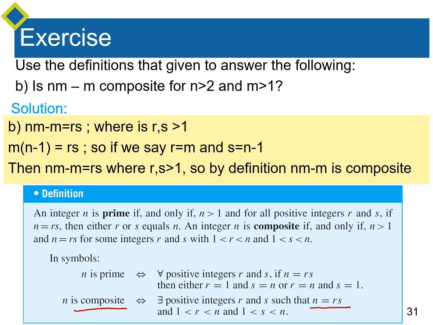So n minus 1 equal to rs. So if we say r equal to n and s equal to n minus 1, so we get nm minus m equal to rs, where s is greater than 1. So by definition, nm minus m is composite.